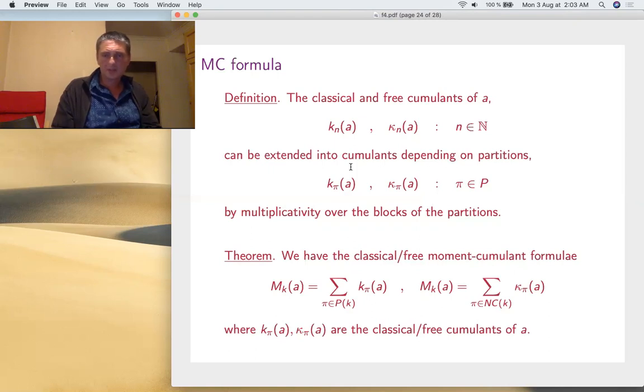Not very complicated. Of course, in the free case there are some problems with the colored integers: the moments are indexed by colored integers. Also in the classical case, when it's not self-adjoint, there are technical problems with the a's, and I can solve them. So that was about cumulants.